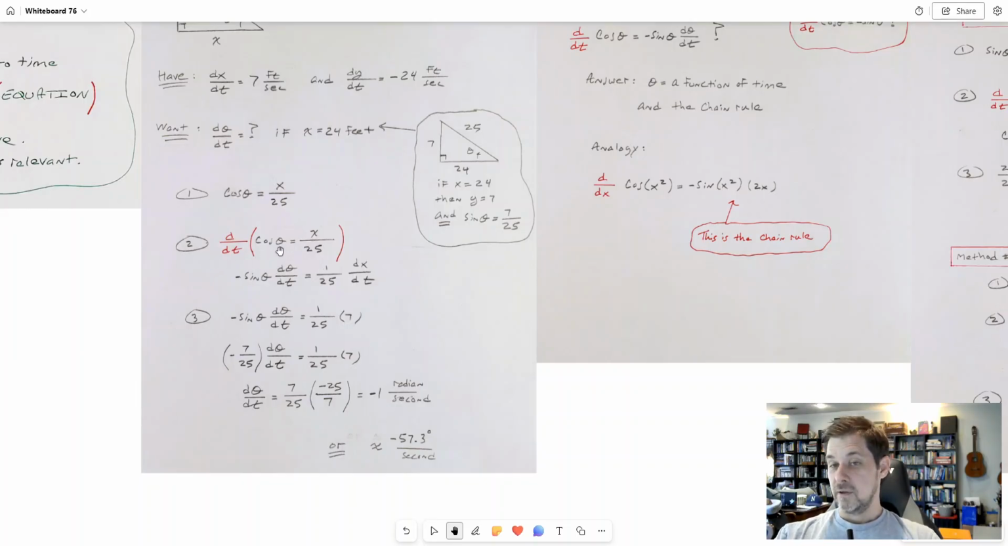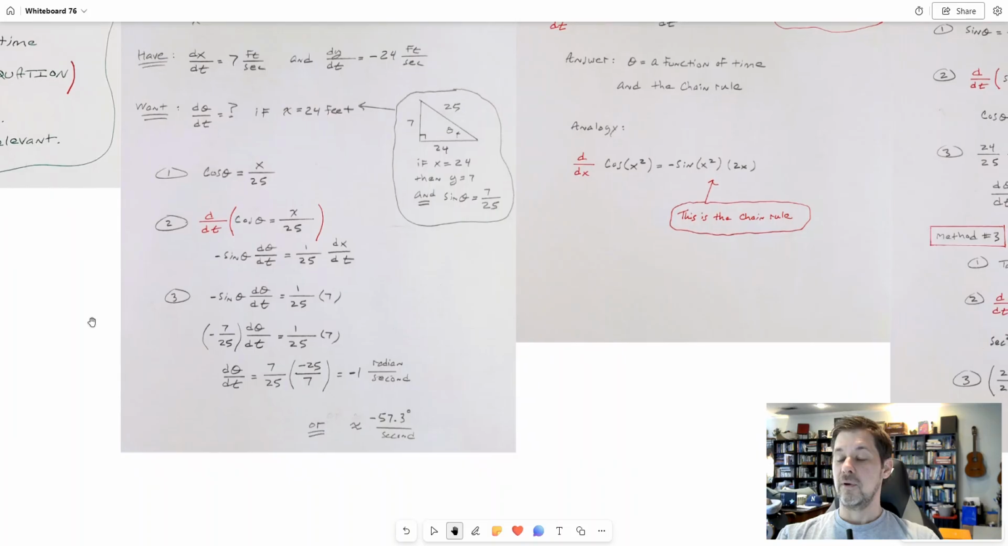Of this equation, cosine theta is x over 25. What I would get is, well, the derivative of cosine, I've got to use the rules as they're appropriate. The derivative of cosine is minus sine, but then times d theta over dt. I'll say more about that in a minute, because you might think, why don't you just say that the derivative of cosine is minus sine? Why do you follow it with d theta over dt? I'll say more about that in a second. The derivative of x over 25 is 1 over 25, the coefficient of the x there, times dx over dt.